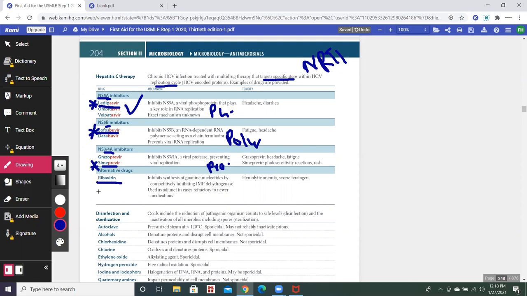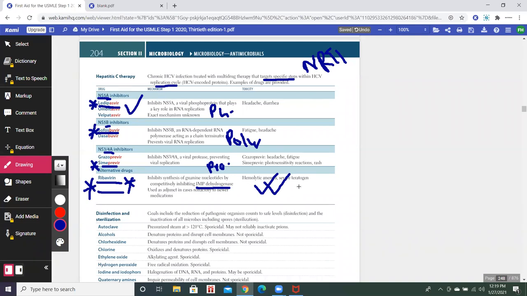Last one, this one is high yield: ribavirin. Ribavirin inhibits the synthesis of guanine nucleotides by competitively inhibiting inosine monophosphate dehydrogenase, IMP dehydrogenase. It is used as an adjunct in cases refractory to newer medications. So IMP dehydrogenase and ribavirin, this is also used for hepatitis C treatment. This is high yield.